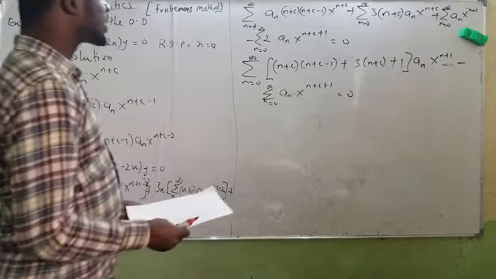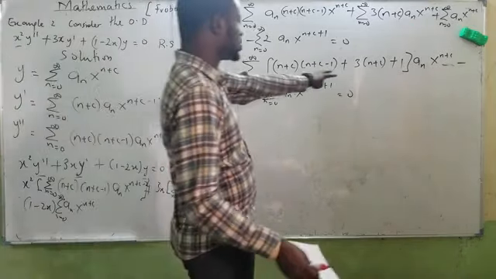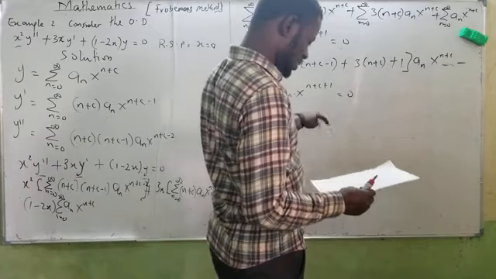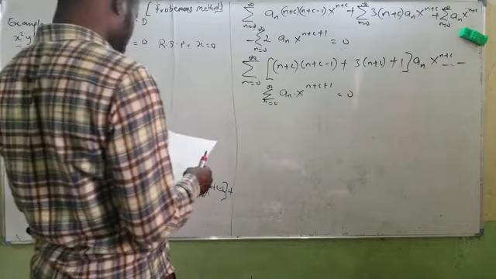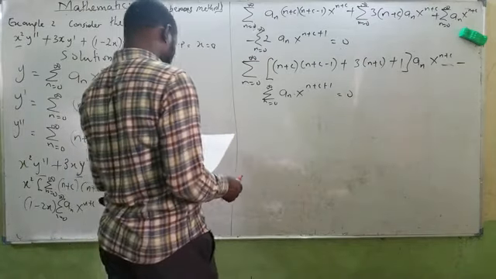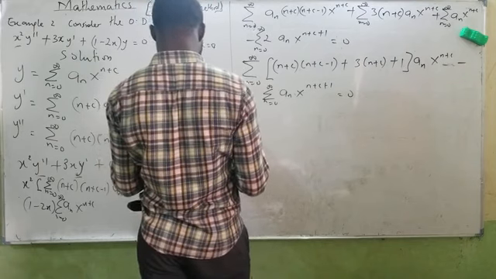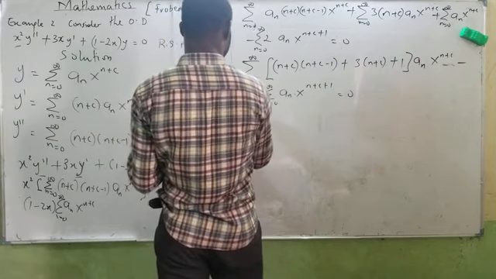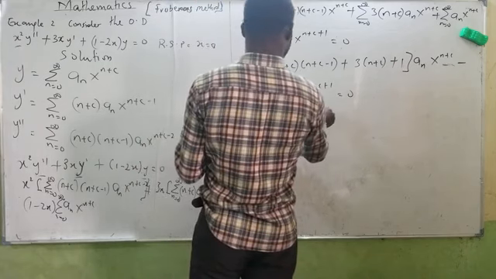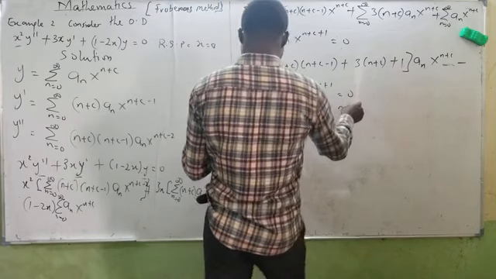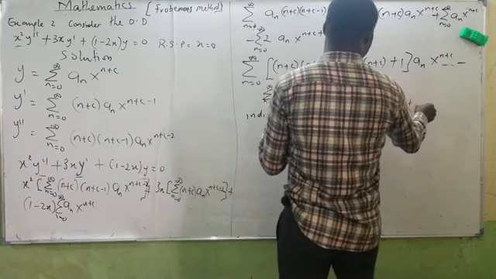Now the only thing we can do is shift this one, but we cannot shift the other one. Yes, we can shift that. For us to shift that, we put n equals 0 in the first summand of the equation.